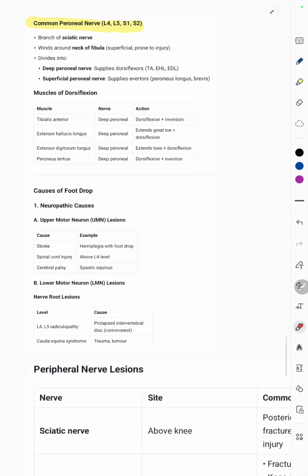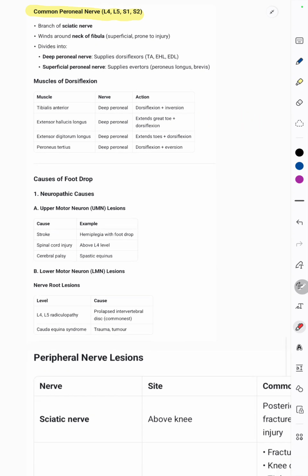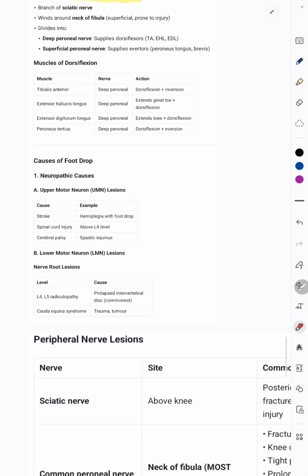Now, these are the muscles of dorsiflexion, that is tibialis anterior, extensor hallucis longus, extensor digitorum longus, and if there is palsy of this common peroneal nerve, then that will lead to foot drop. So foot drop is a question that is asked. Causes of foot drop can be neuropathic causes. Now it can be divided into upper motor neuron and lower motor neuron causes.